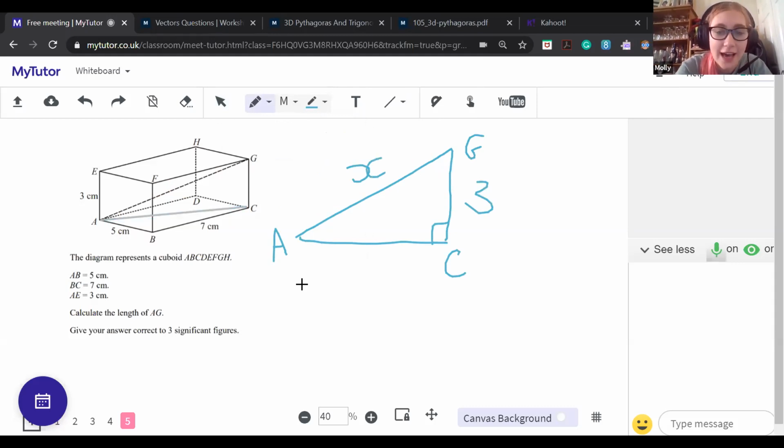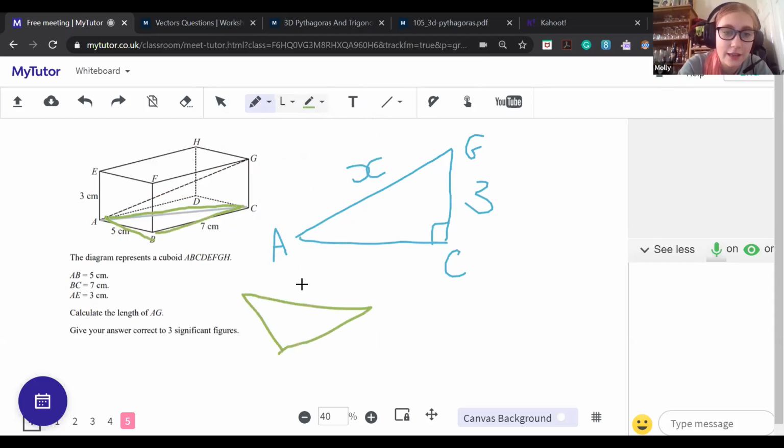Well, we can do that because we've got another triangle. Look at this, we've got this triangle here. And we can lift that triangle out and have a look at it. 5 and 7, and now we want to know this. So hopefully that makes sense.